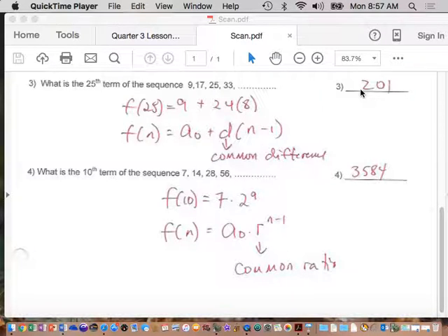Yes? So if d stands for the common difference, what's n? n is the number of the term. In this case, it's the 25th term, so n is 25. Okay? Any other questions on number 3?